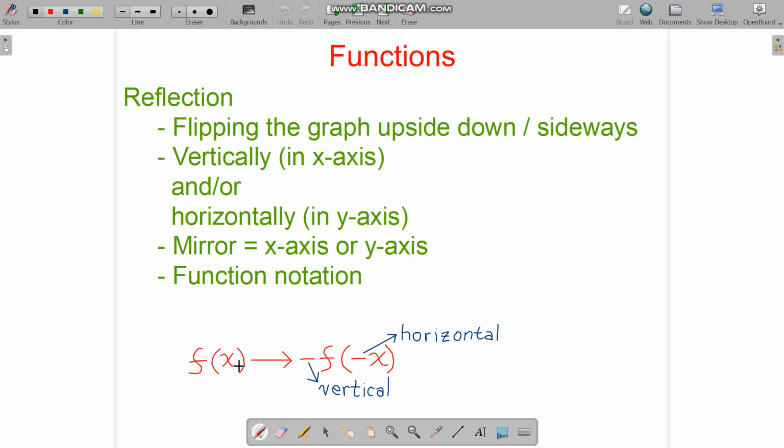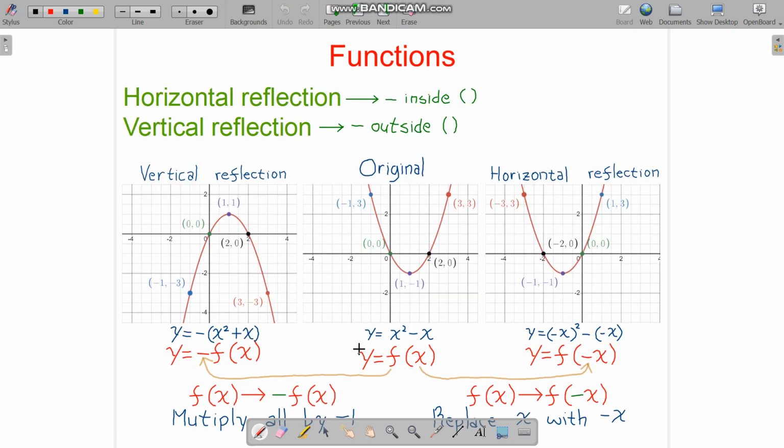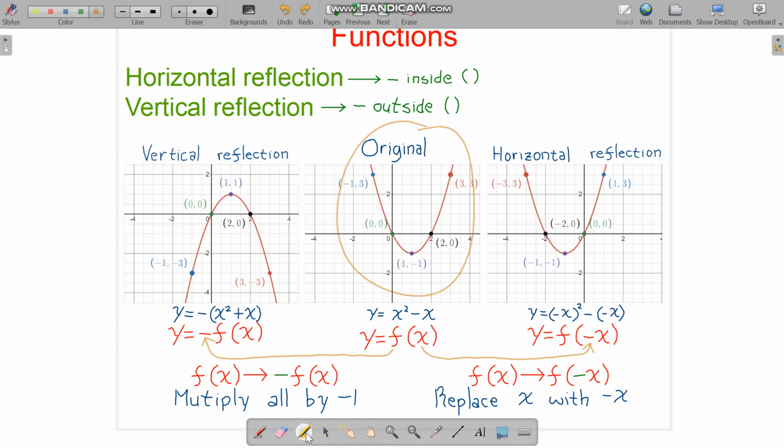For reflection, flipping upside down or left right, the mirror is always the x-axis or y-axis. Notation is, we have minus inside or outside for vertical or horizontal. So this is a vertical reflection from the original, upside down, and from original to horizontal, left right. We have a minus outside for vertical, inside for horizontal.